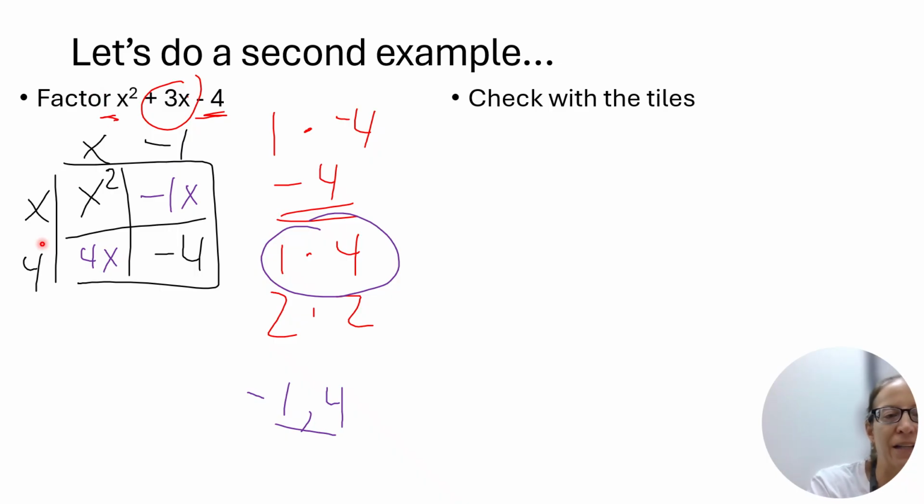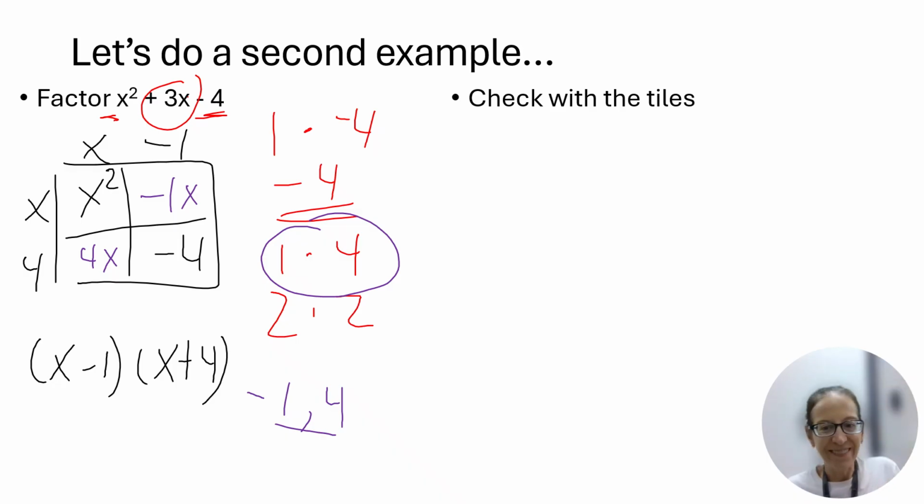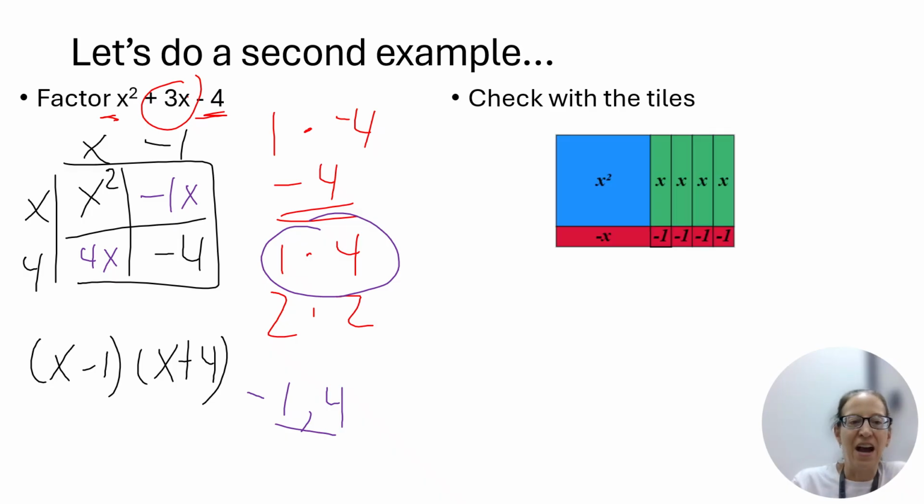And then use the last box as your check. 4 times -1 is -4. And if you add all those up, you get your original problem. And so we have x minus 1 times x plus 4. Ta-da.